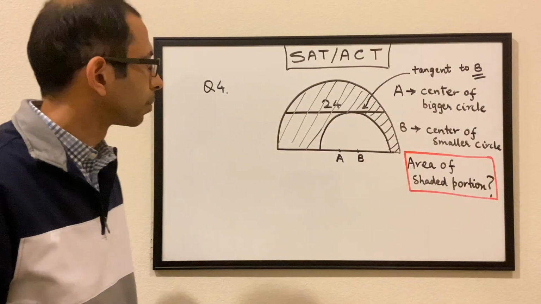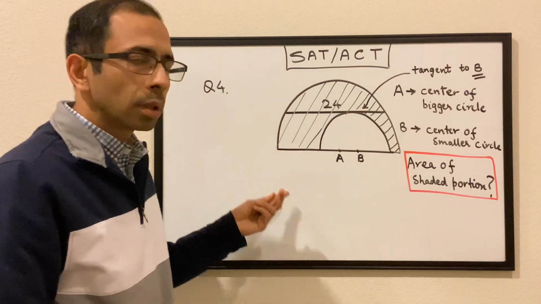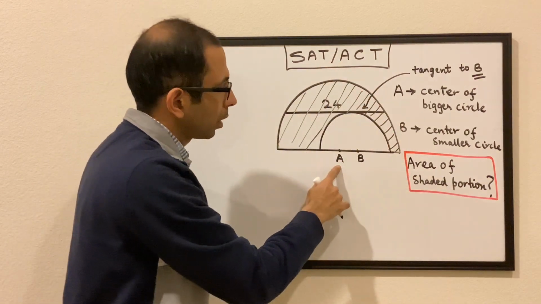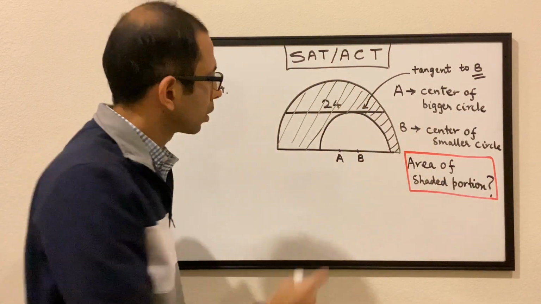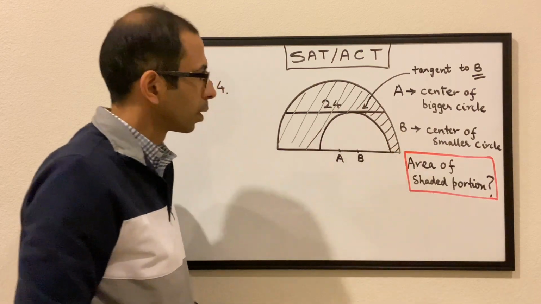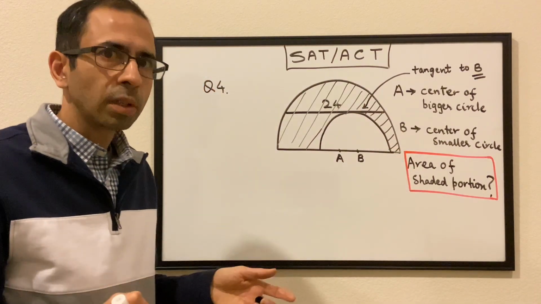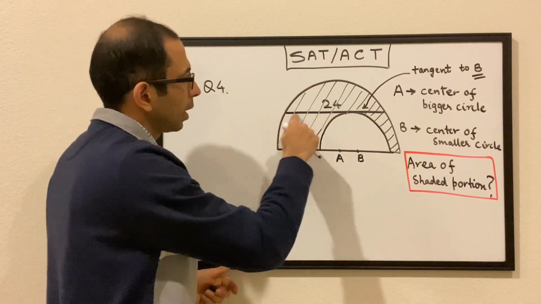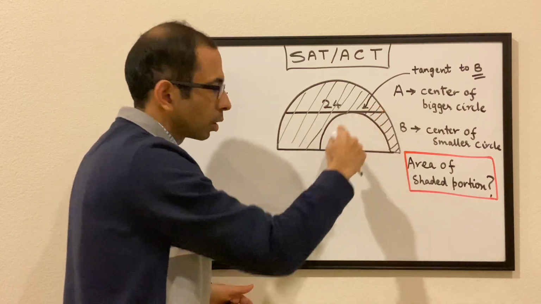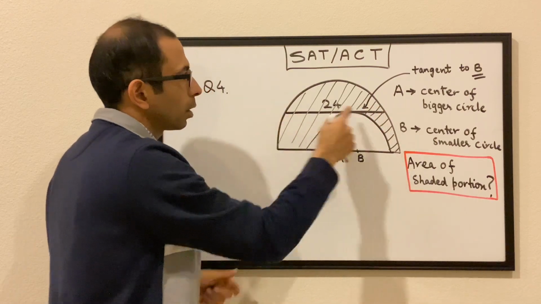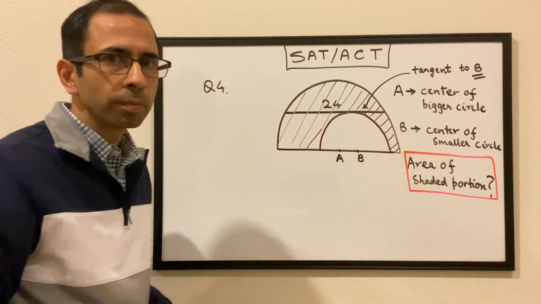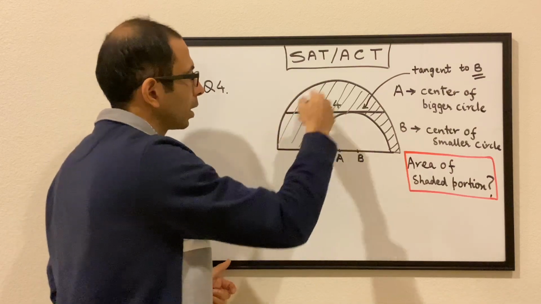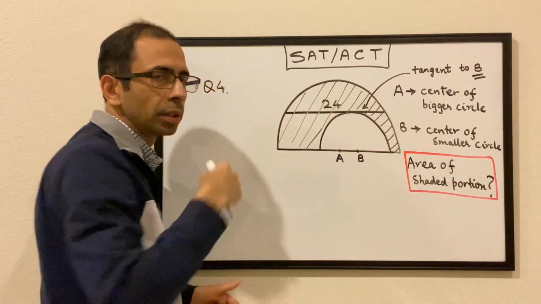Question number 4. So we have two circles here. The bigger circle with the center A and the smaller circle with center B. So we have two circles, but they are not concentric. They have different centers. And we have this line which is like a tangent to the smaller circle, and the length of this line segment is 24. And with this given information, we have to find the area of the shaded portion.